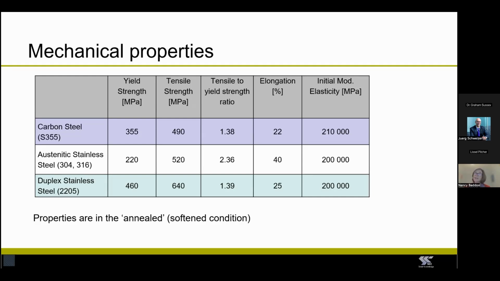The ratio between the tensile and the yield strength shows you the extent of the cold working, strain hardening. And you can see for the austenitic, the ratio is nearly 2.4. And the initial modulus is more or less the same for stainless steel and carbon steel. Now, these yield strengths are properties in the annealed condition, which is a softened condition. You won't get any lower than that. When the material has been cold formed, for instance, then the strengths will increase.